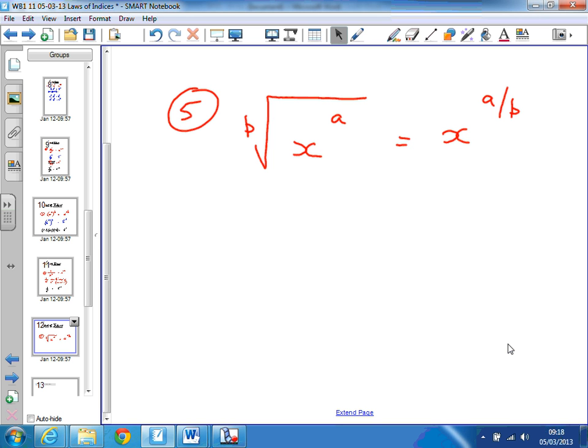This one I always find the most interesting one to look at. For example, the cube root of x squared. That's how we'd say that if I wrote it down. The cube root of x squared.